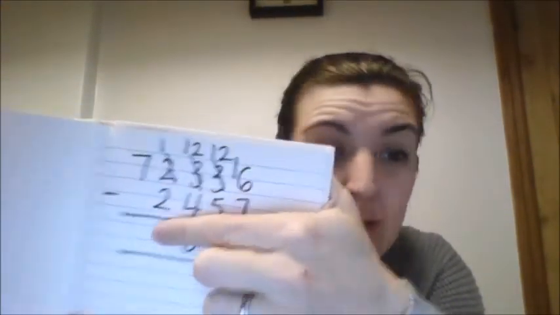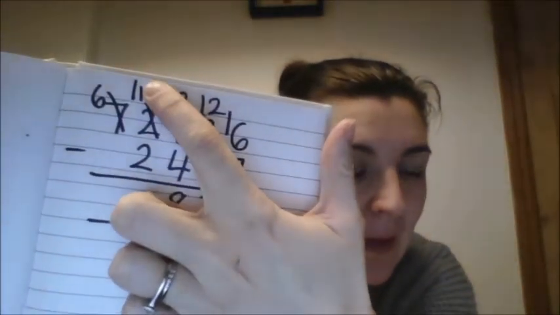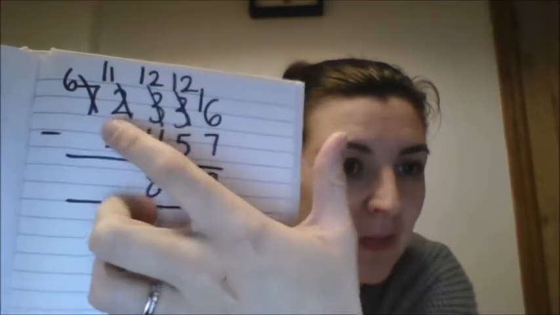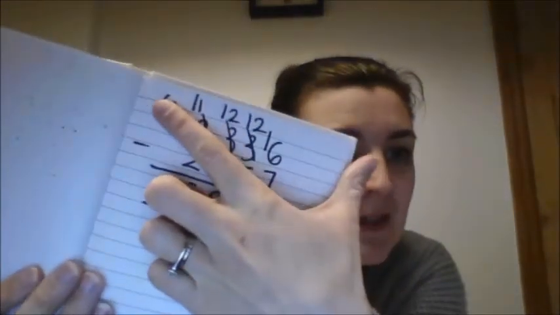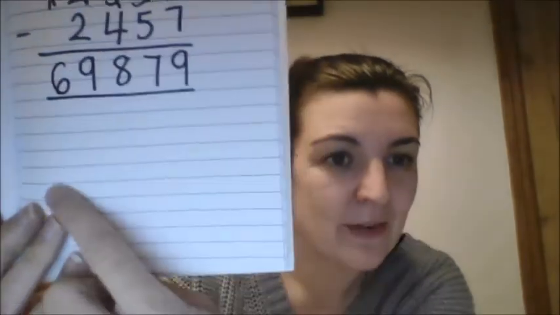So 1 take away 2 I can't do because 1 is smaller than 2. And then it's 11 take away 2. So I've borrowed 1 from there, borrowed a 10 from there and put it on there. So 11 take away 2 is 9. And then 6 take away nothing is 6. So the answer that you should have got is 69,879.